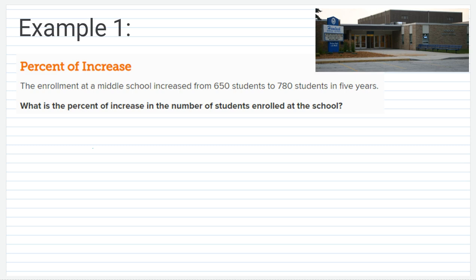So in our first example here, we're going to find a percent of increase. The enrollment at a middle school increased from 650 students to 780 students in 5 years. What is the percent of increase in the number of students enrolled at the school?